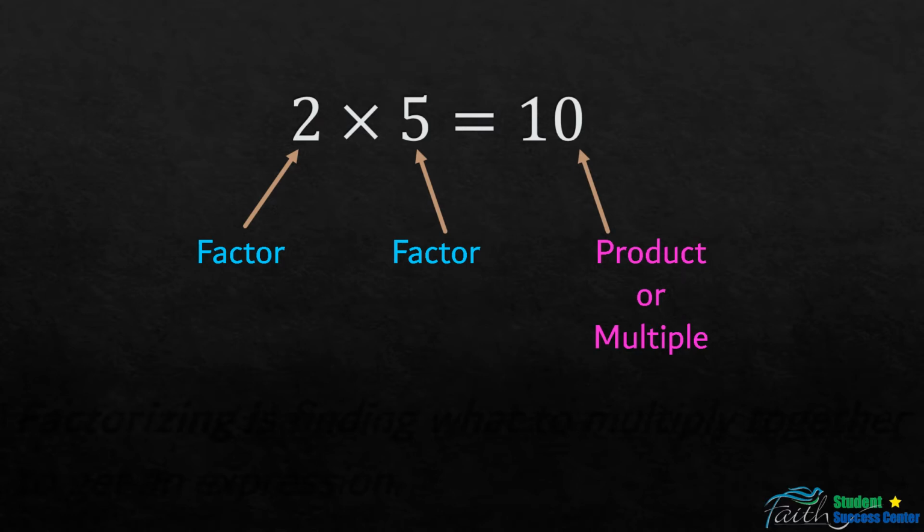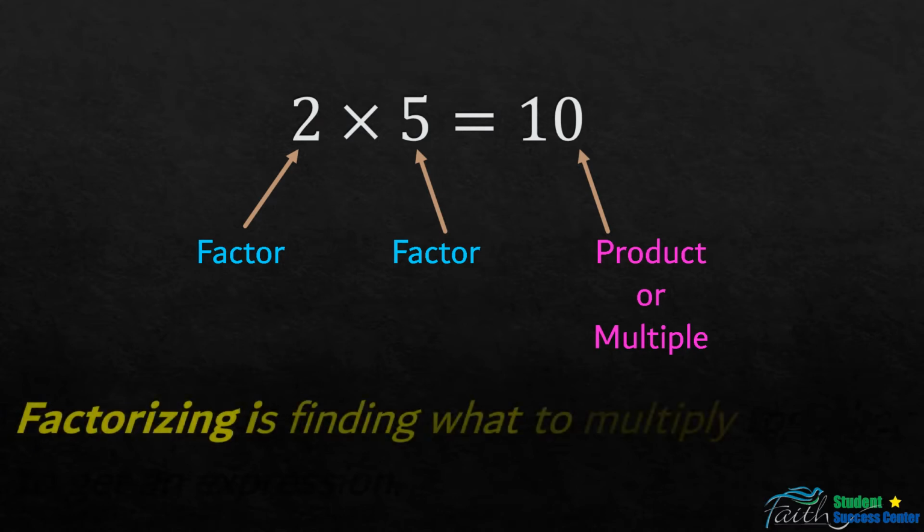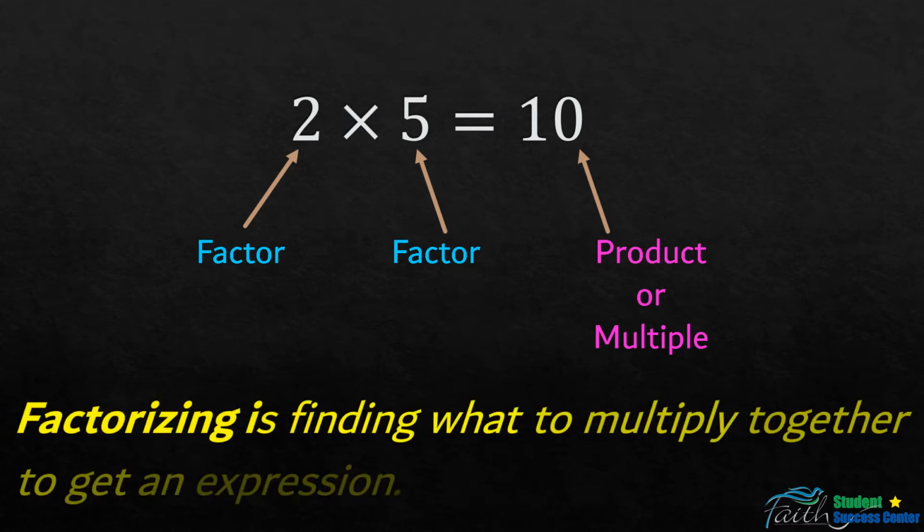So when asked to factorize, we are simply finding the factors, two numbers that can be multiplied to give the number that we're seeking. So factorization is finding what to multiply together to get an expression. Let's take a look at an example.